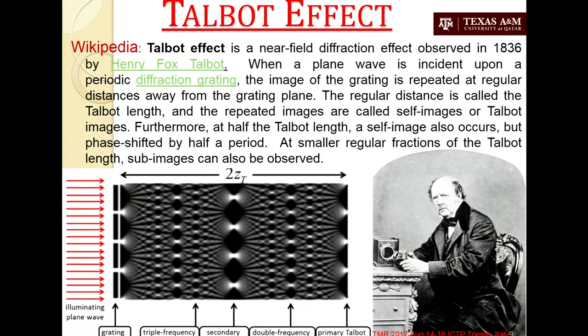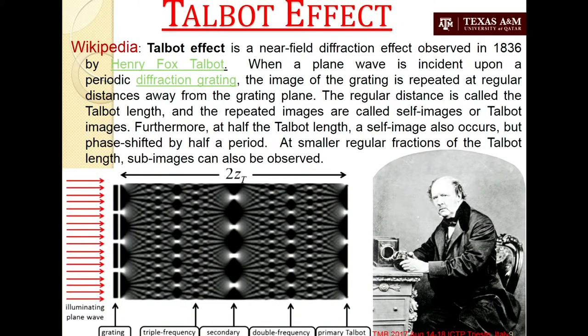And here it is. This is known as the primary Talbot image, which is actually repeating what you see close to the grating. The regular distance is called the Talbot length. For some reason here it is called 2ZT, right? Then this is ZT, but actually this is the half of the Talbot length. And the repeated images are called self-images or Talbot images. Furthermore, at half of the Talbot length, a self-image also occurs, which is given here, and as you can see, it is shifted by pi relative to the initial image. A self-image also occurs, but it is phase shifted by half a period.